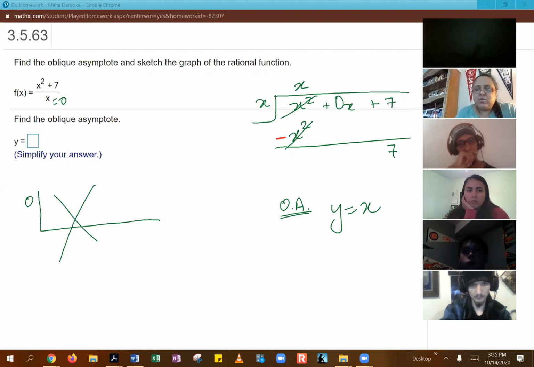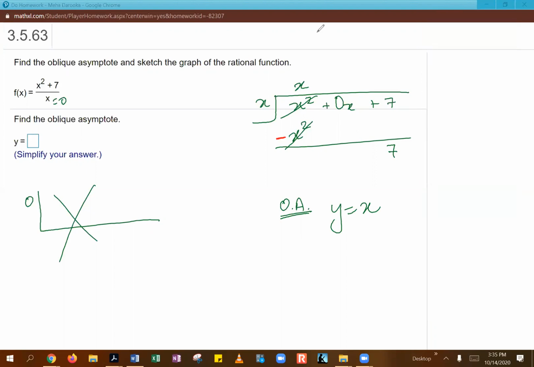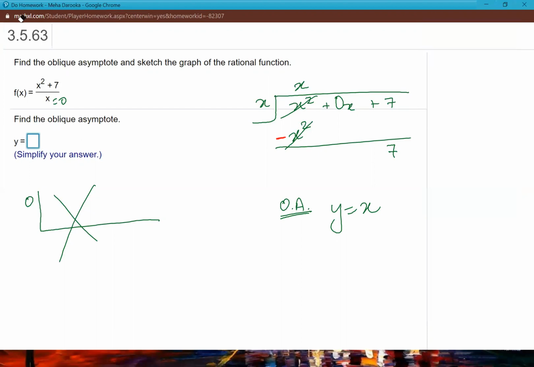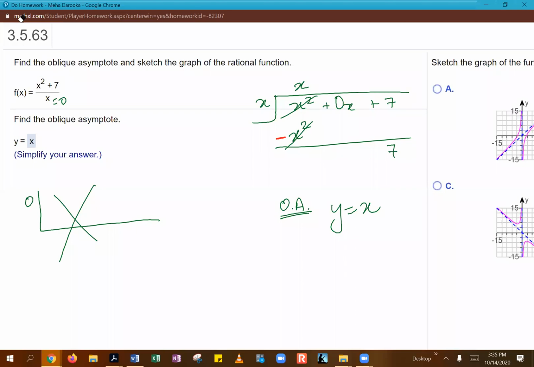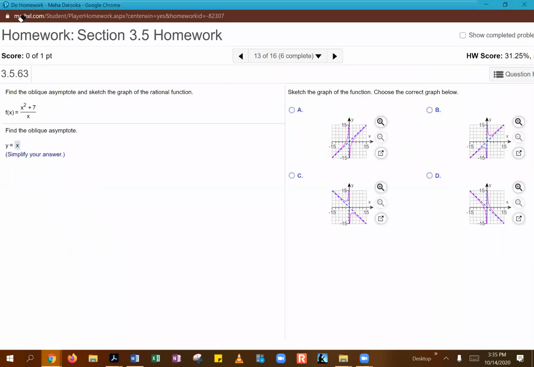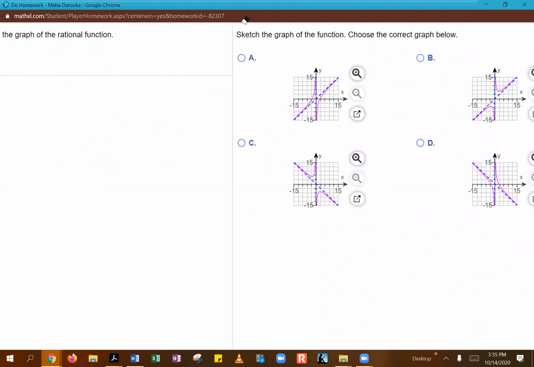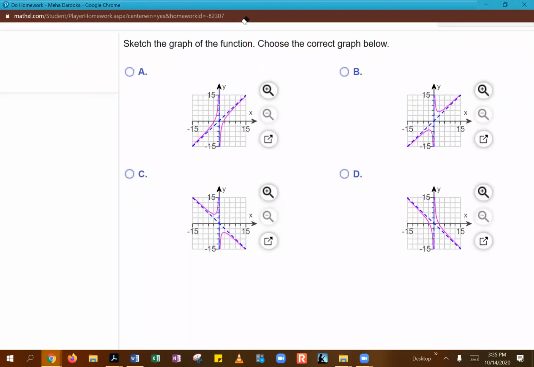So, it's not too bad of a long division. As long as you have x plus 2 or x minus 3 on the denominator, use synthetic division if you're more comfortable with that. But when you see just x on the bottom, use long division. So let's go ahead and plug this guy in. This will just be x. And then they're actually going to have you select your graph for this one. Let's clear this out. Our oblique asymptote is y equals x.